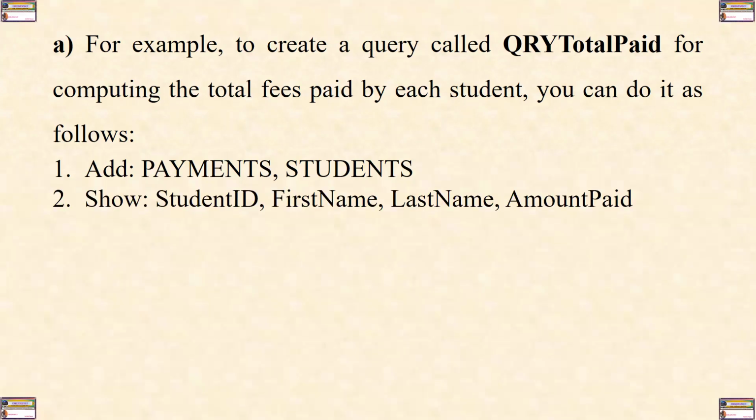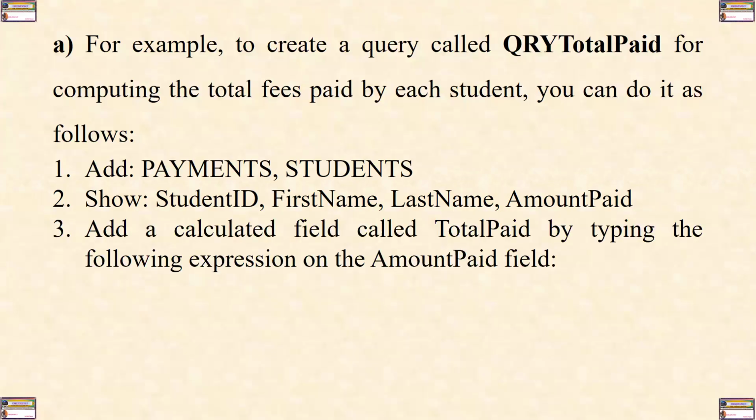Once you've added those two tables on your window, then you ensure that you have activated the Show option. So you show the student ID, the first name, last name, and amount. If you don't check the check boxes for Show, you will not be able to see the fields, even in your query.